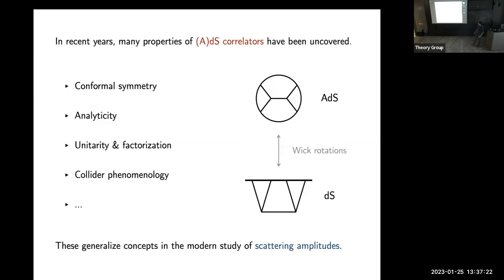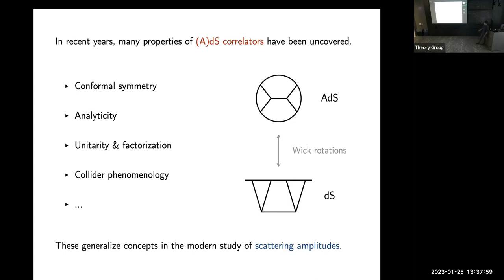In fact, these correlation functions in DS and ADS are very closely related objects. Essentially, they're related by certain Wick rotations. Having said that, until recently, the two research programs in DS and ADS appeared to be somewhat distinct, mainly because people used different languages to talk about these objects. Why is that? First of all, the kinds of questions that people ask in ADS and DS backgrounds are slightly different and have different motivations.